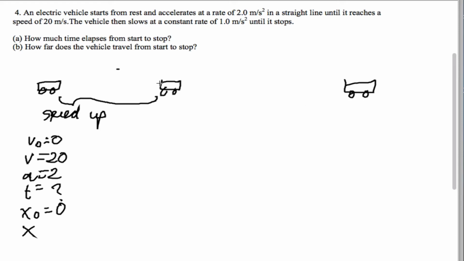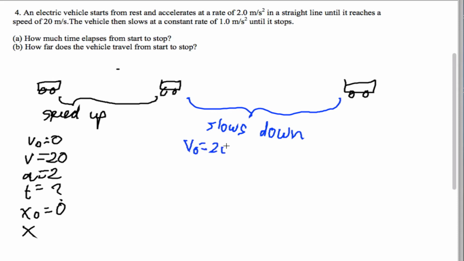And then what happens next is the car slows down. And we're going to do that as a second part. Okay? So here, its initial speed is 20 meters per second. I don't know the time to stop. I know that my acceleration is -1 meters per second squared.